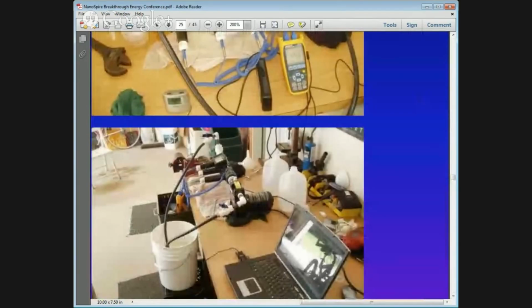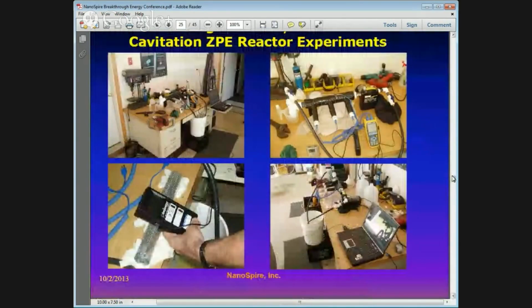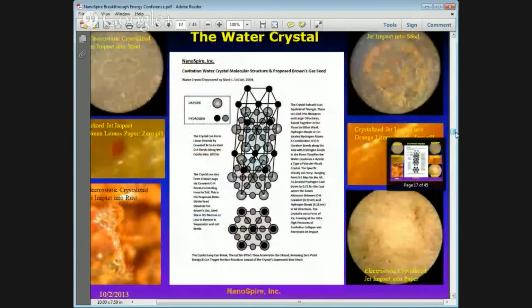Flip back on the zoom here. Okay, so this is what I'm saying is actually the crystal. I'll blow that up.